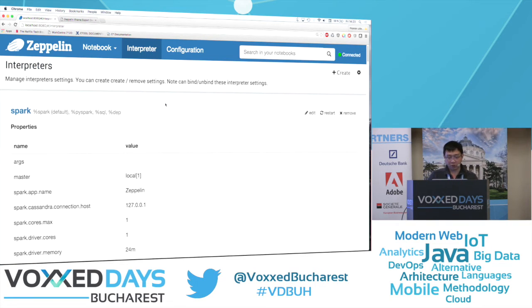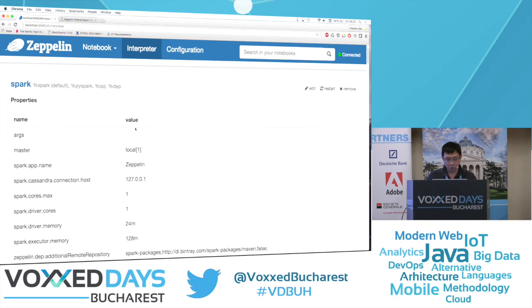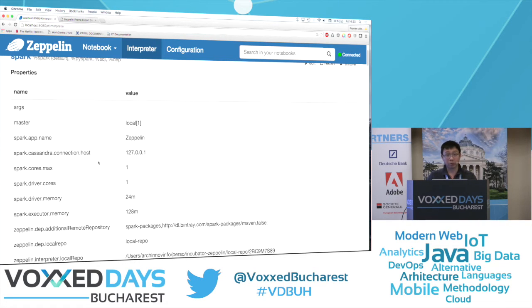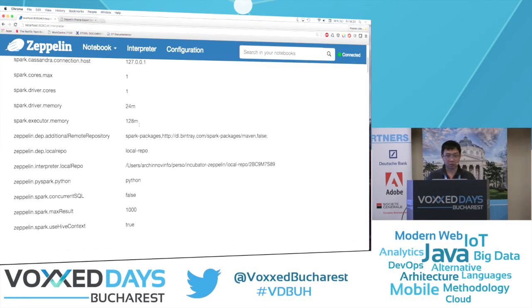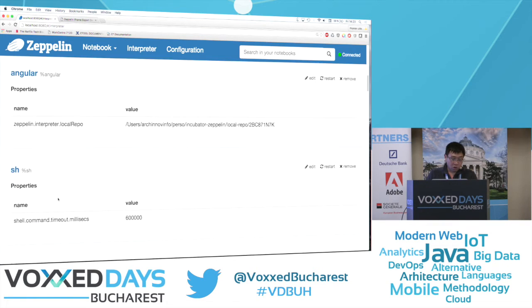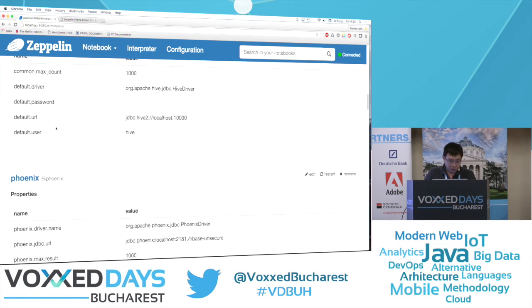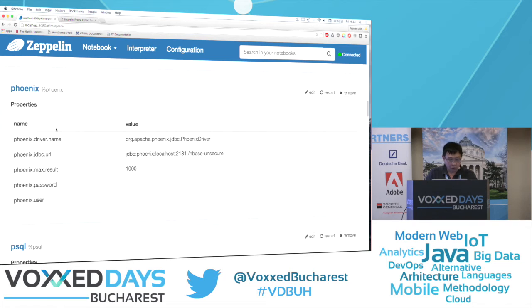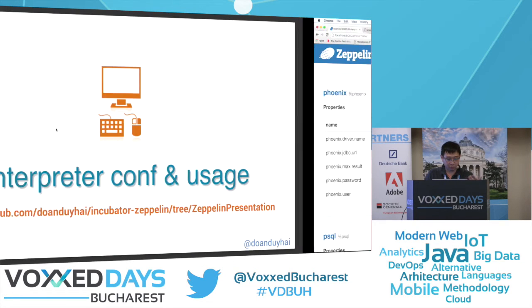To configure the interpreter, you need to go to this menu. For example, here is the Spark interpreter. You have many properties for Spark. For example, the master, the IP address of the Spark master. So here it is local because I'm using it on my laptop. But if you use it in production, you might put the real IP address here. For Markdown, there are no properties because it's quite simple. There is nothing to configure, and so on. Okay, you have properties for different interpreters.